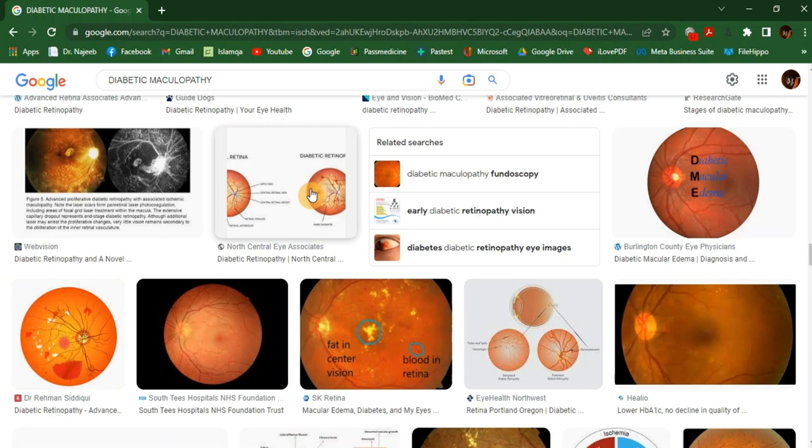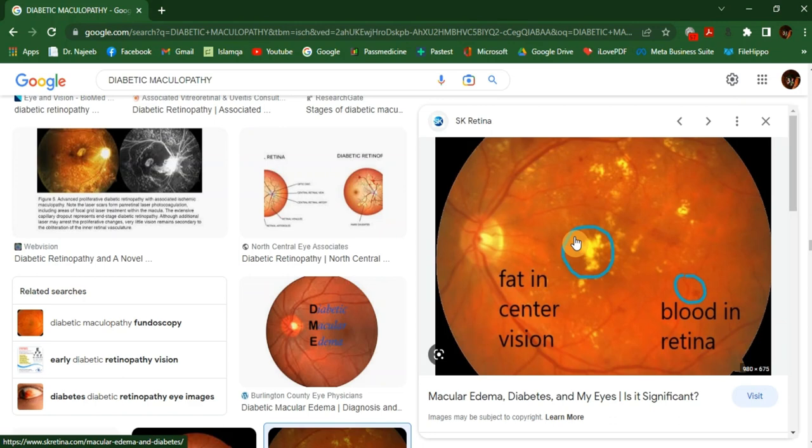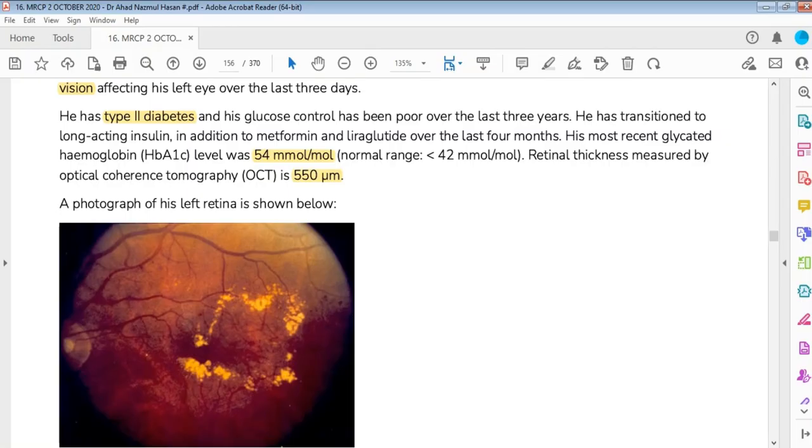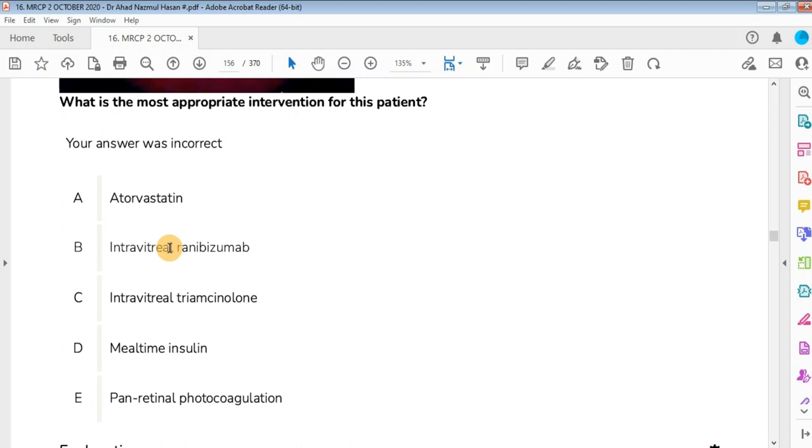So the fat in the center, this fat is due to the pigment deposition, and this will ultimately lead to the hard exudate, and there are some dots of blood here. And also look here, there are small hemorrhages and there is pigment deposition leading to hard exudate. Since the OCT is greater than 400, we can go with the intravitreal ranibizumab or the anti-VEGF.